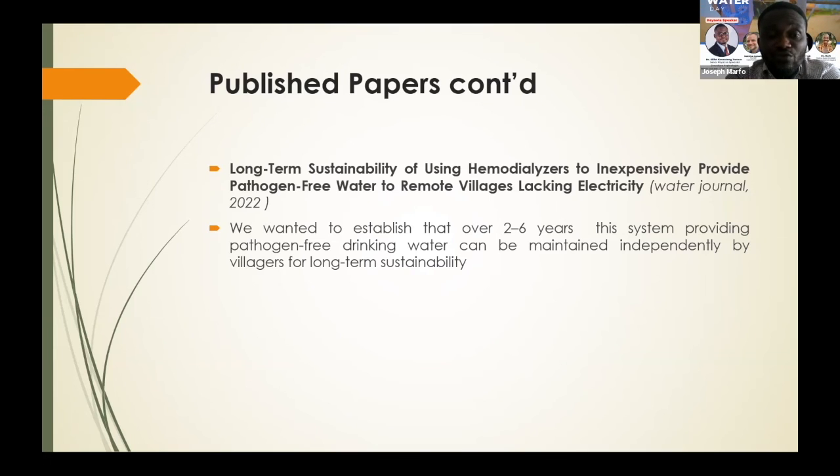Again, those that were trained to man the device or take over the device also make sure that when there is a problem with the device, they report to the appropriate authorities, and the appropriate authorities also make sure that once the problem is reported, prompt action is taken to resolve the problem. Next slide.